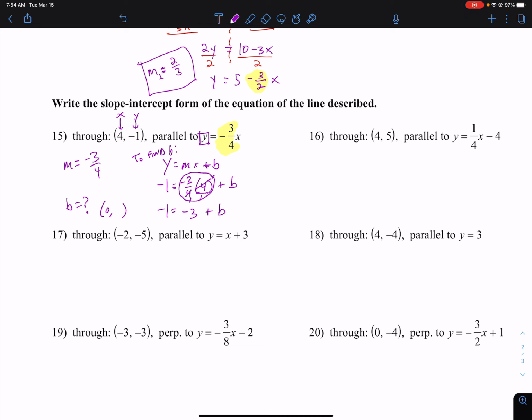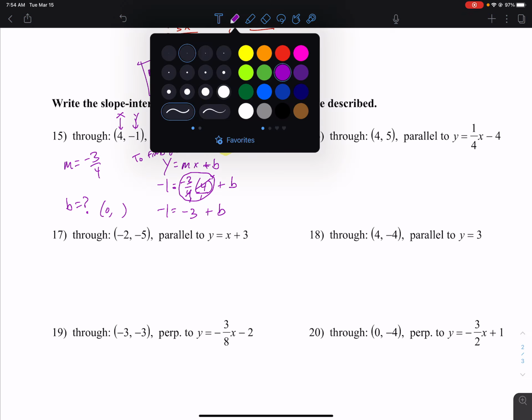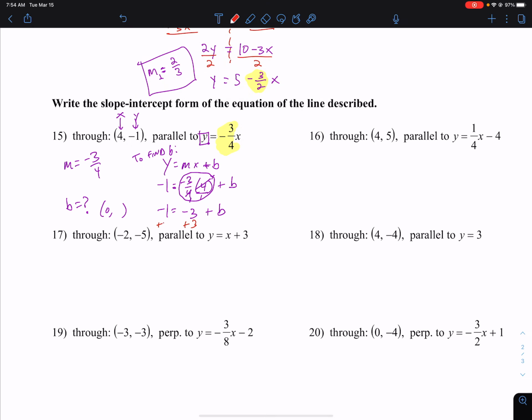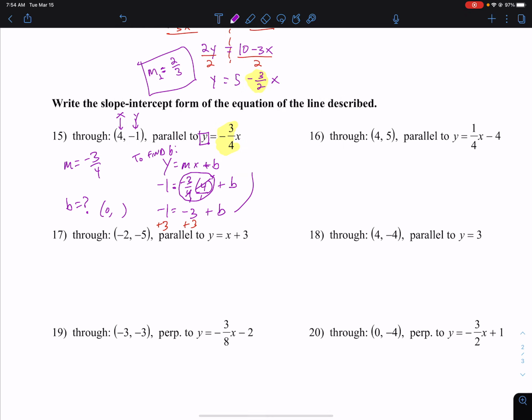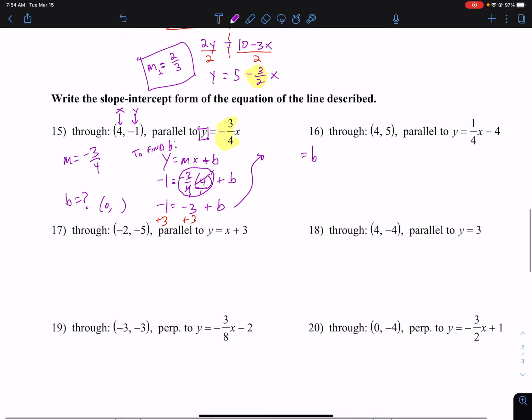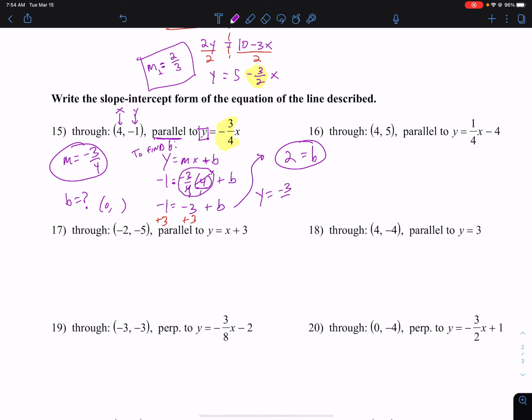Now to solve for b, I can add 3 to both sides. So on the right side, I'm left with just b, and then I have -1 plus 3, so that's going to give us 2. So now that's to find the b. So now I know that b is 2 and slope is -3/4, and we want to write a parallel line. So we're going to say y equals -3/4 x plus 2.